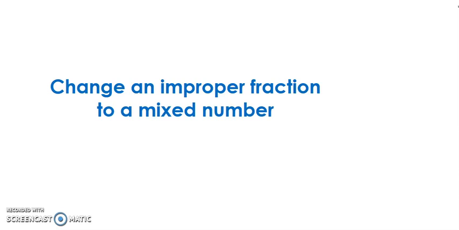Hello everyone. Today we're going to go over how we change an improper fraction to a mixed number. We remember that an improper fraction is a fraction where the numerator, which is the top number, is greater than or equal to the denominator, which is the bottom number. All right, let's take a look at our first example.